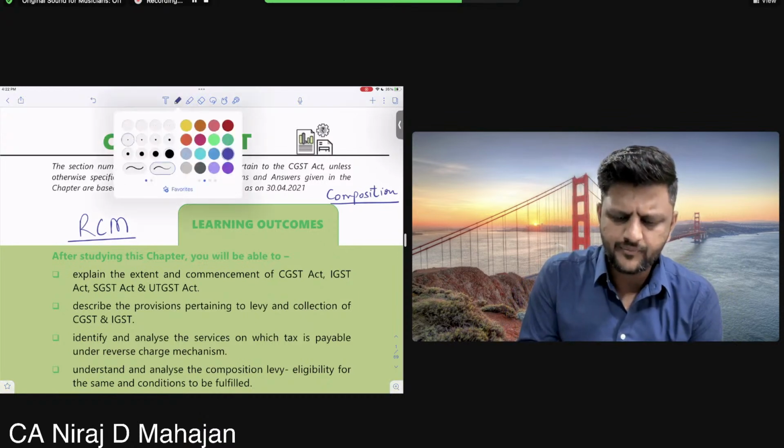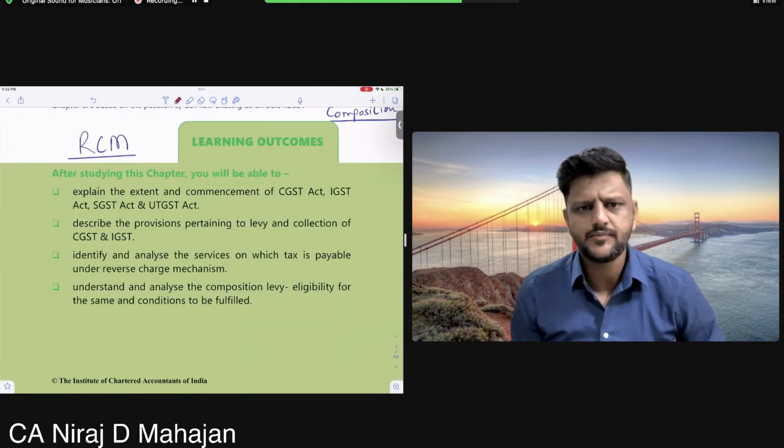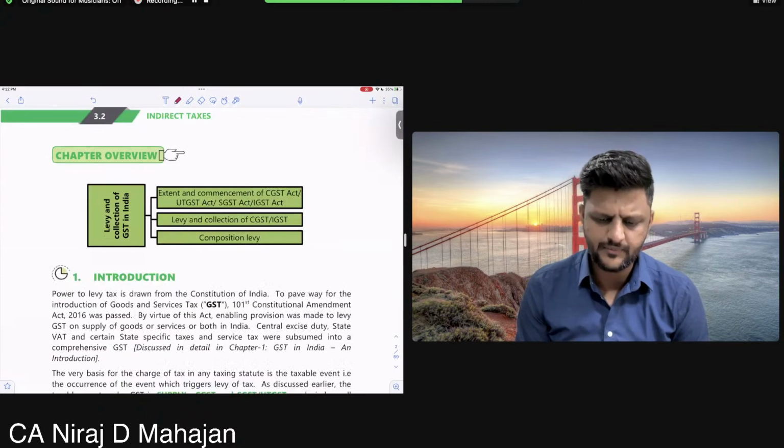All right, everybody. So what are we going to check? The transactions on which reverse charge mechanism is applicable. Other things you have already seen. From the entire syllabus, the remaining things we have already seen.